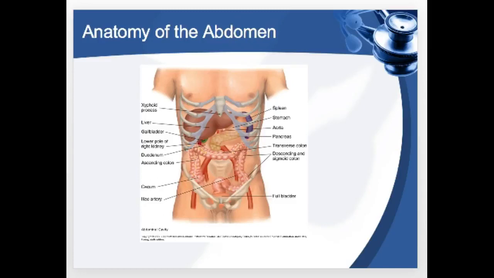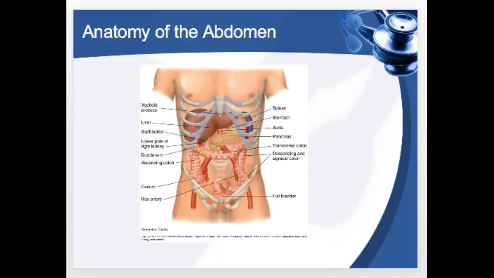Okay, so like usually, we start with a little bit of orientation to the anatomy of the abdomen. So if you don't know this basic internal anatomy, you'll want to review this in detail. You'll need to know these internal structures in order to make sense of your physical exam findings.